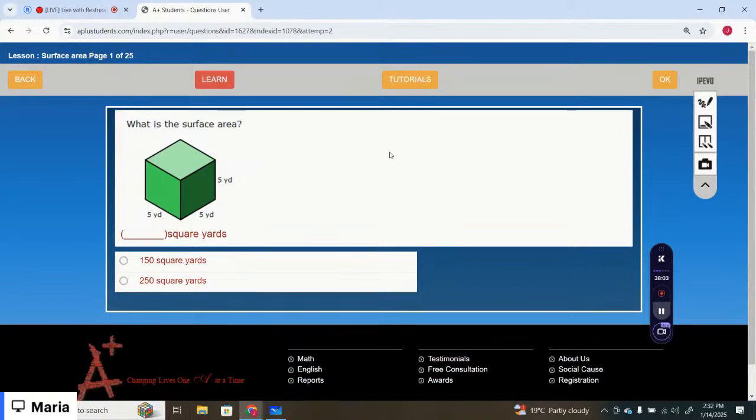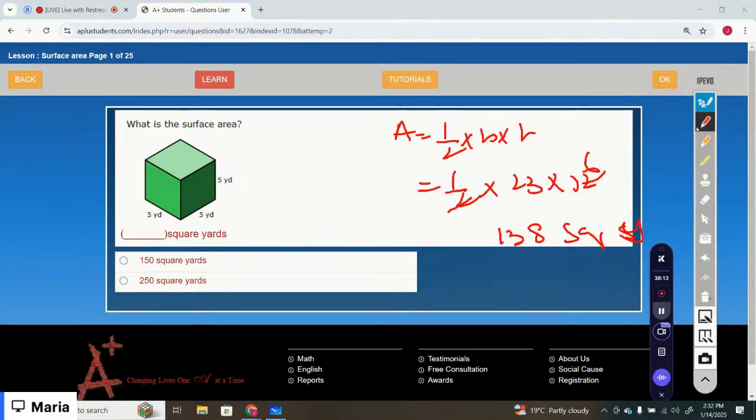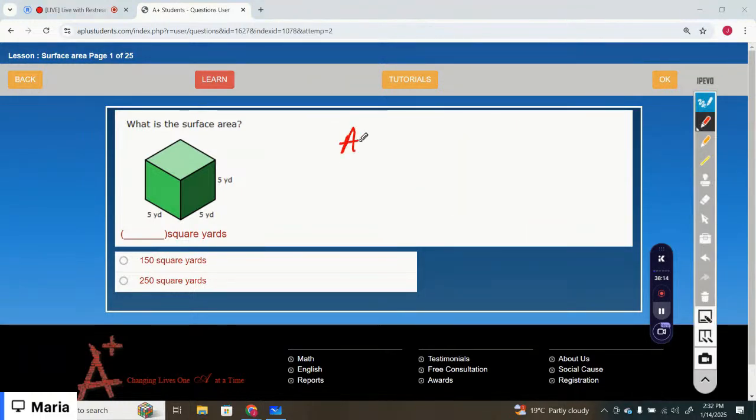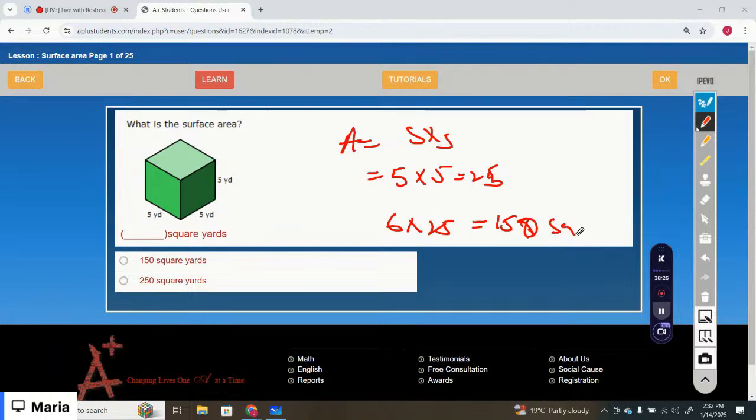What is the surface area, which is the correct option? You need to calculate the area of one face. That is side times side. 5 times 5 is 25. The cube has 6 faces. 25 times 6 is 150 square yards. Correct option is option number one, that is 150 square yards.